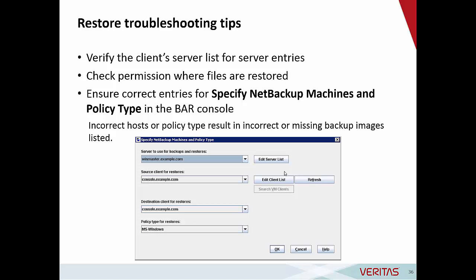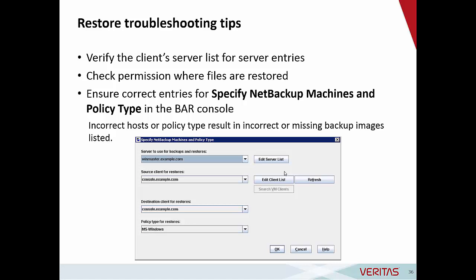I need to check the permissions where the files are restored in the case of a user restore. Users can get themselves jammed up if they try to restore data somewhere, and it would be an overwrite of an existing file, and the account that's running the BAR console doesn't have permission to overwrite that file. That's not going to work. You wouldn't see that situation with an administrator restore, because administrators always restore as root in Unix or SYSTEM in Windows.